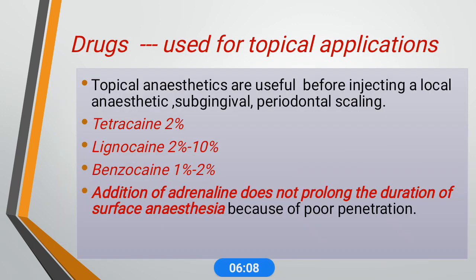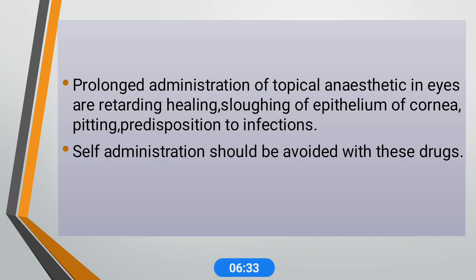Topical anesthetics are useful before injecting a local anesthetic, and for subgingival or periodontal scaling. Mostly preferred are tetracaine 2%, lignocaine 2 to 10% and benzocaine 1 to 2%. Addition of adrenaline does not prolong the duration of surface anesthesia because of poor penetration. Prolonged administration of topical anesthetics in the eyes retards healing, damages the epithelium of the cornea, and predisposes to infection. Self-administration should be avoided with these drugs.